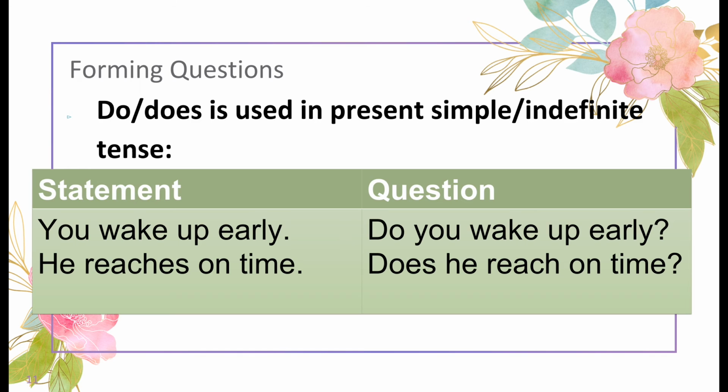And in the second example, he reaches on time. The subject he is third person singular, and that is why we have s with the verb. So when we form the question, we will add does in the beginning, and the s from the verb will be removed. He reaches on time will become does he reach on time? And the rule is the same, that when does has done its job, the second word in the verbal group will not do the same thing again. Therefore, does he reach on time will be the question.